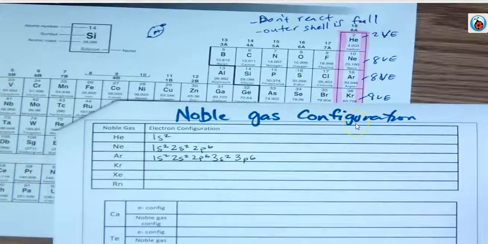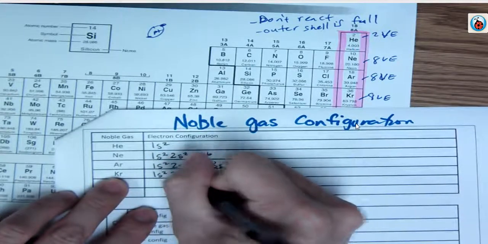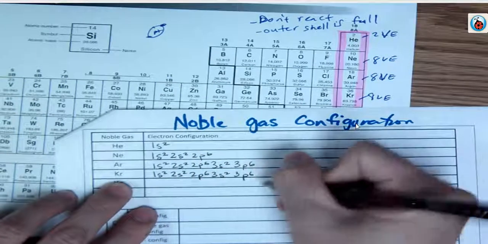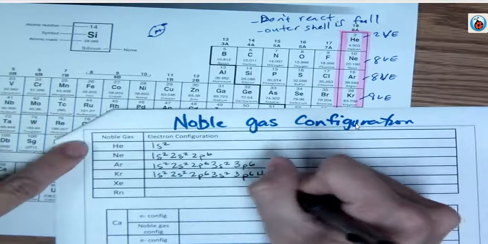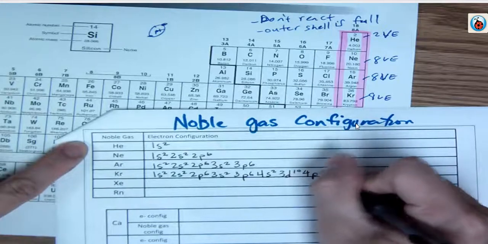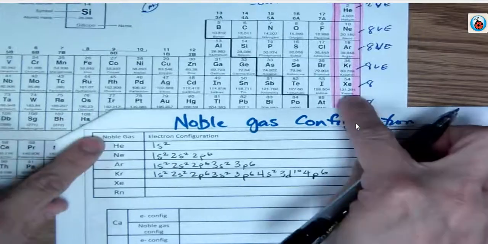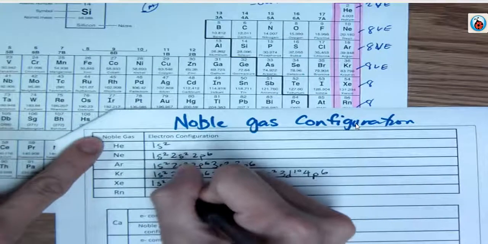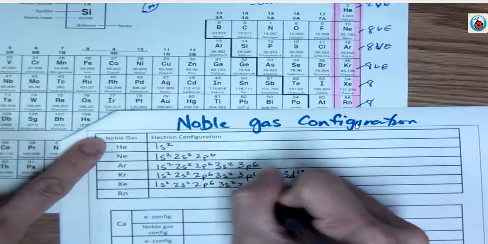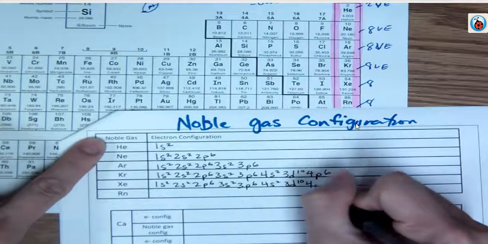So take a minute to do the configuration for krypton. Pause the video, do it for krypton. 1s2, 2s2, 2p6, 3s2, 3p6. And then after 3p is 4s2, 3d10, and then 4p6. And then xenon. Now on the next one, 1s2, 2s2, 2p6, 3s2, 3p6, 4s2, 3d10, 4p6.